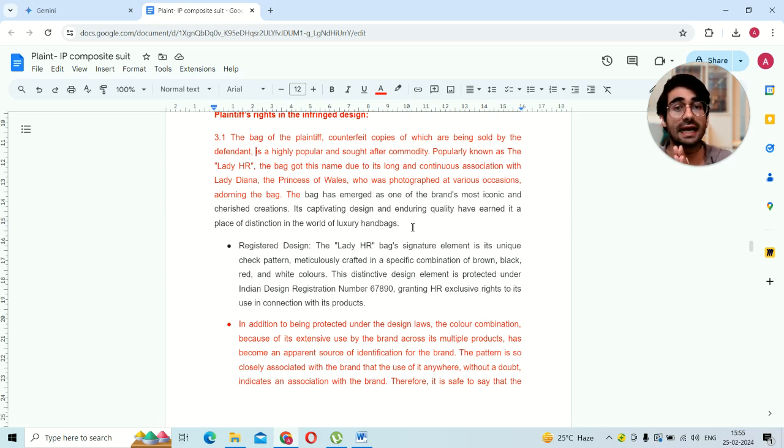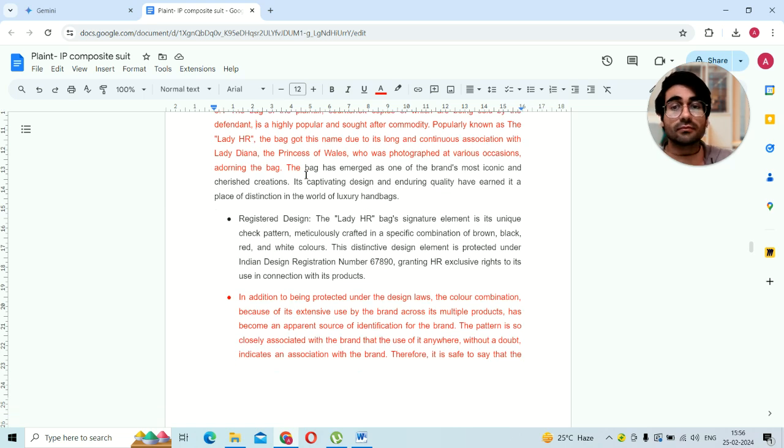So I have just added this information that this bag has its own name, right? So that's something, and there's a history behind it. There is a very popular person who was associated with this bag. So it automatically will mean that this bag is very sought after, this bag is very popular, and it's a very natural thing that somebody will wish to have such popularity with respect to their product, right?